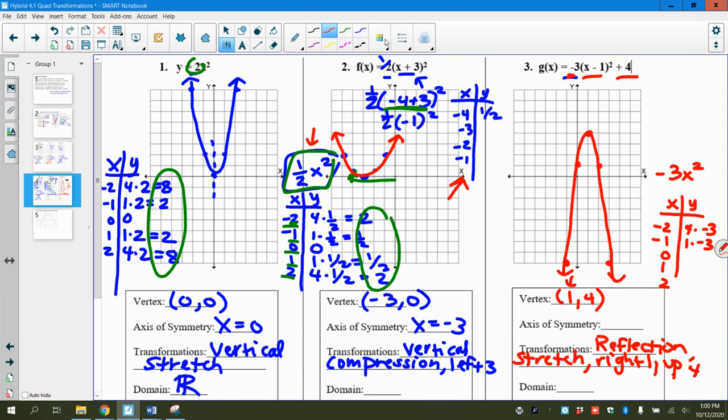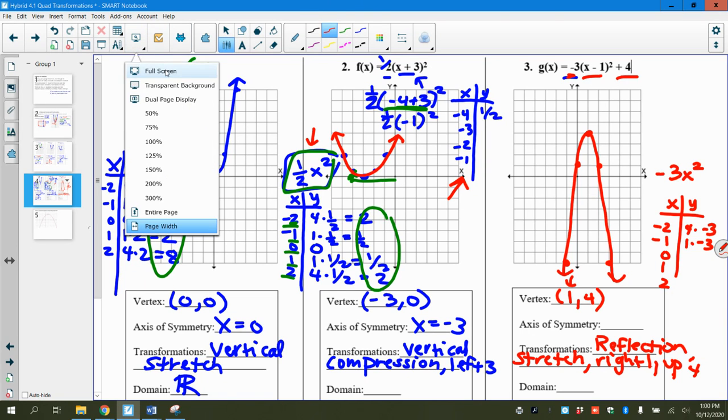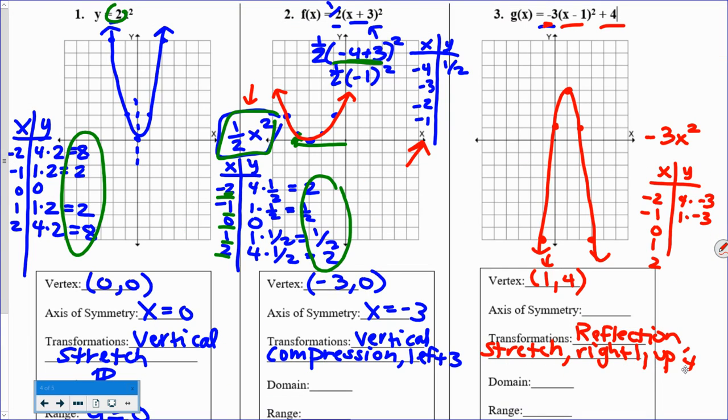And we are back. We'll wrap up this graph. All right, so we gotta fill in our axis of symmetry. So x equals 1, it goes to that x coordinate of the vertex because that's the center of my graph. Domain is all real numbers.